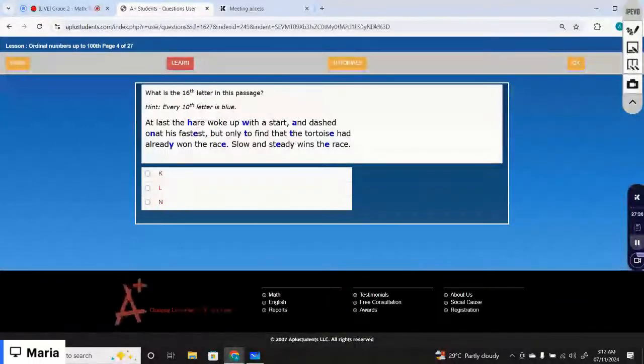What is the 16th letter in the passage? So which is the correct option? The 16th letter in the passage is, that is 10th, 11, 12, 13, 14, 15, 16. K is the 16th letter in the passage. The correct option is K. Got it?